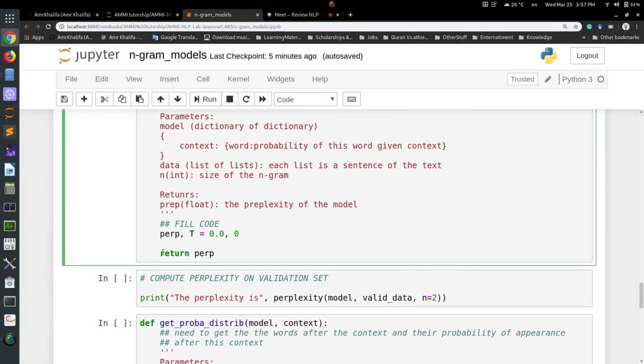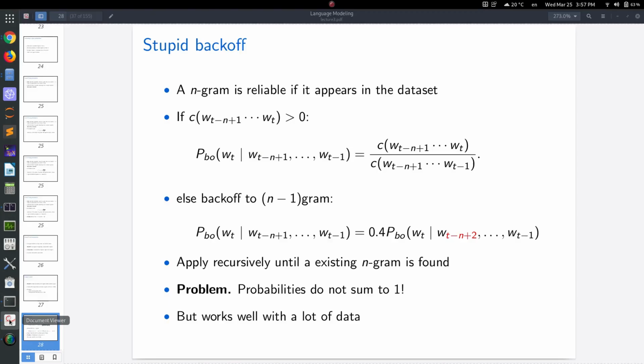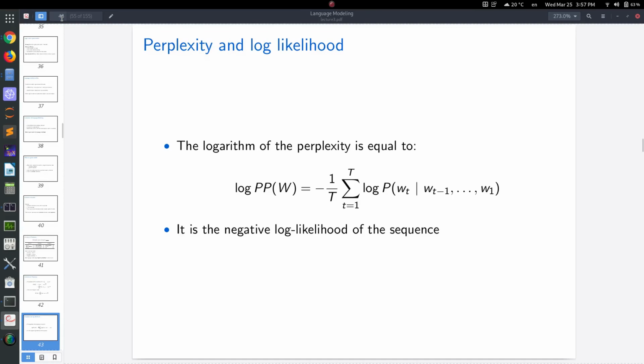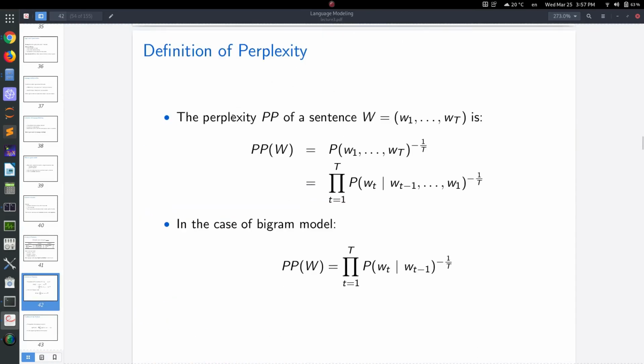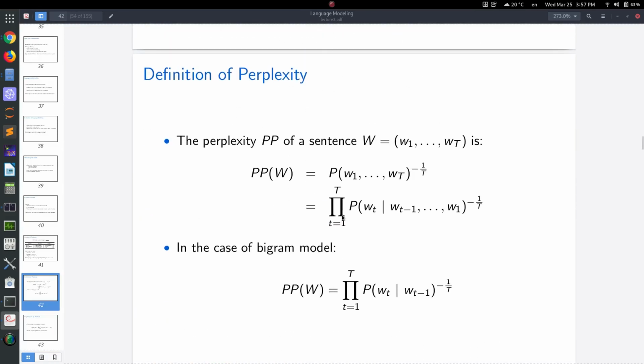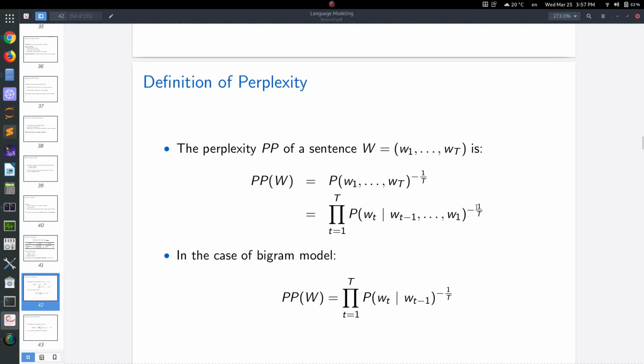I know you already know it, but just to make sure. The perplexity was in slide 43. The perplexity of a sentence is the product of the probabilities of the sentence from the n-gram models, all scaled to the power of -1 divided by the length of the sequence. So it tells us how probable my sentence is.